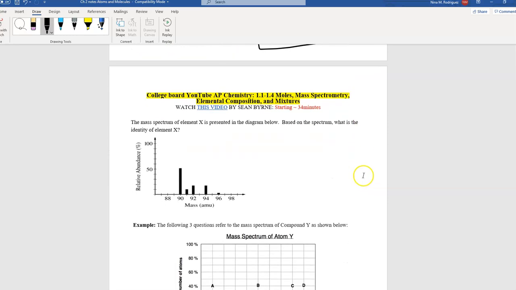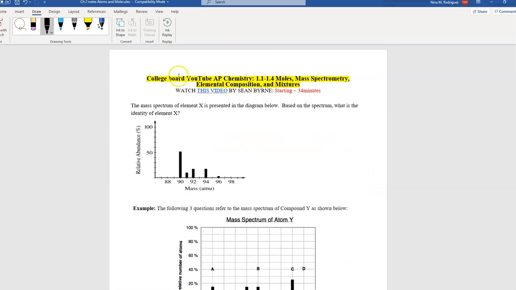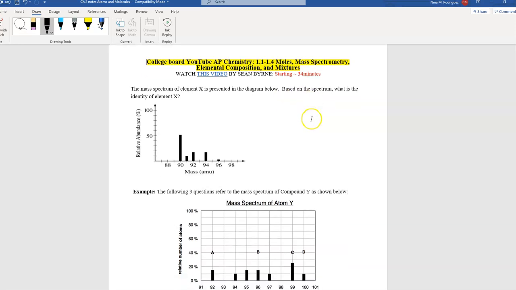Here is another sample you can also do. As you see right here, in the College Board video 1.1 to 1.4, starting about 34 minutes in, you can see this example. The mass spectrum of element X is presented in the diagram below. Basically, we're trying to figure out who element X is. Based on the spectrum, what is the identity of element X? Well, element X has to have the same number of protons and electrons, but different masses.